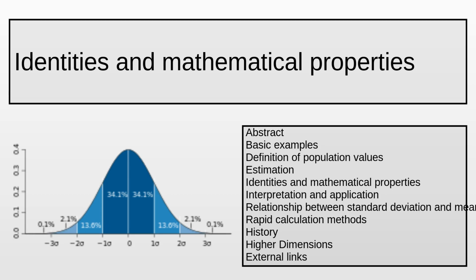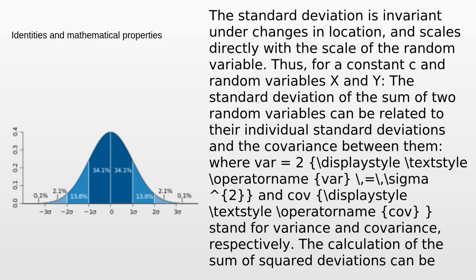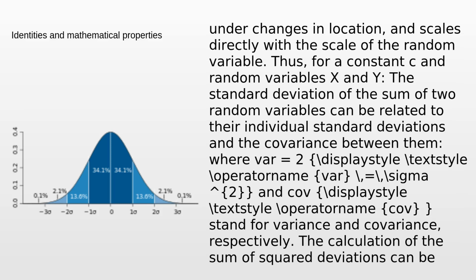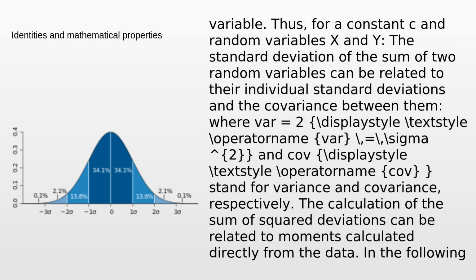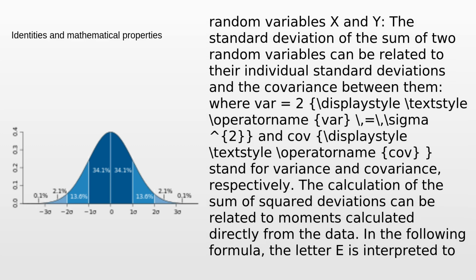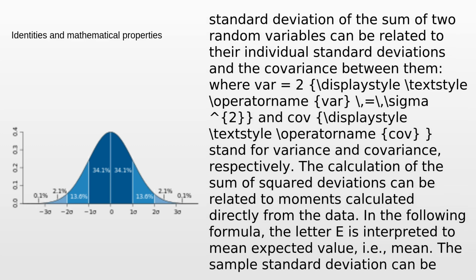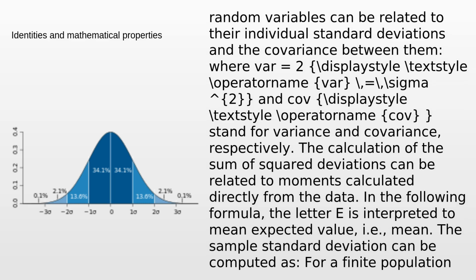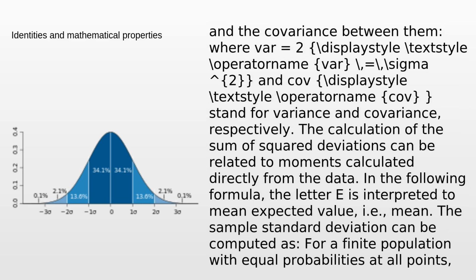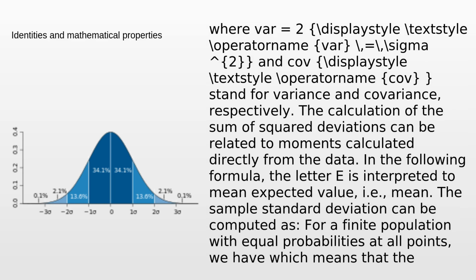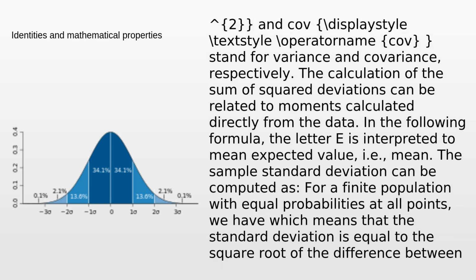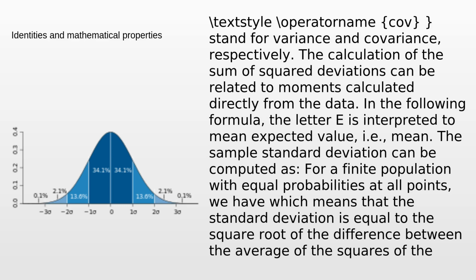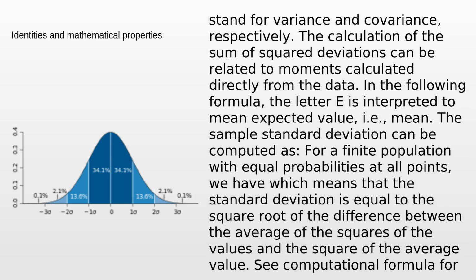Identities and mathematical properties. The standard deviation is invariant under changes in location, and scales directly with the scale of the random variable. Thus, for a constant c and random variables X and Y, the standard deviation of the sum of 2 random variables can be related to their individual standard deviations and the covariance between them, where var equals σ² and cov stand for variance and covariance, respectively.